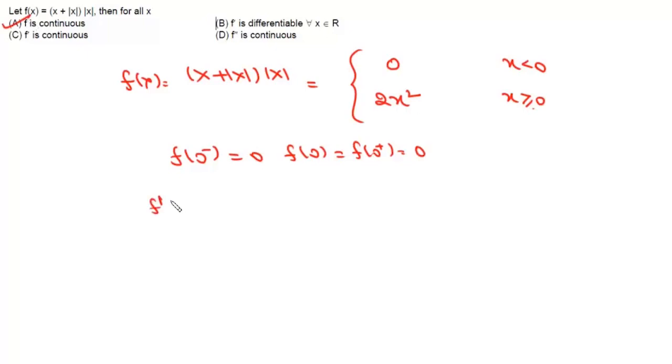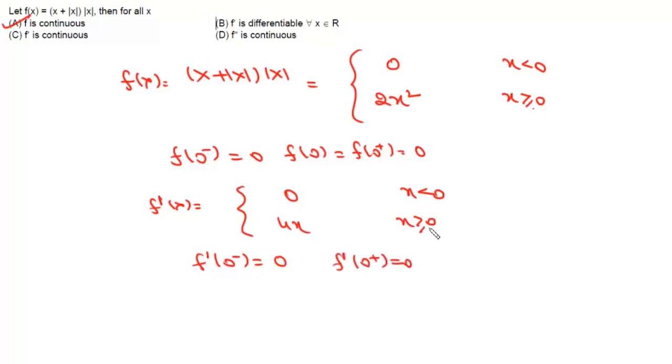Now, if we look at f dash x, it will be 0 when x is less than 0, and it will be 4x when x is greater than 0. Now, f dash 0 negative, it is 0, and f dash 0 positive is also 0. So we can take this equality sign. That means this f dash x is continuous. Now, if we look at f double dash x, it will be 0 and 4 when x is less than 0 and x is greater than 0. So this f double dash x is not continuous, and f dash x is not differentiable at x equal to 0. So the only options correct are A and C.